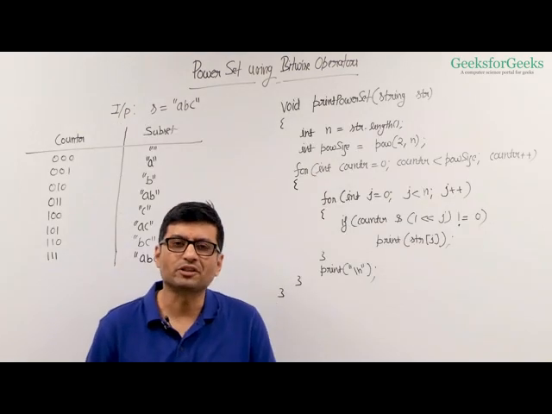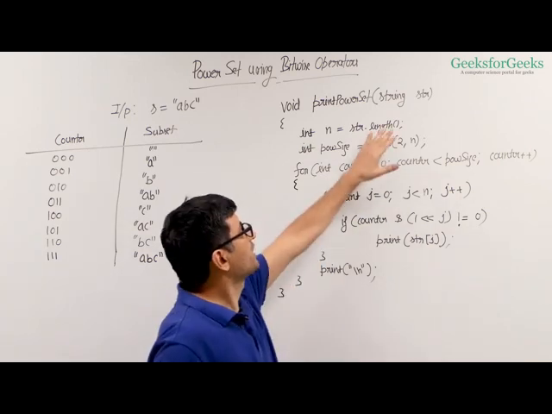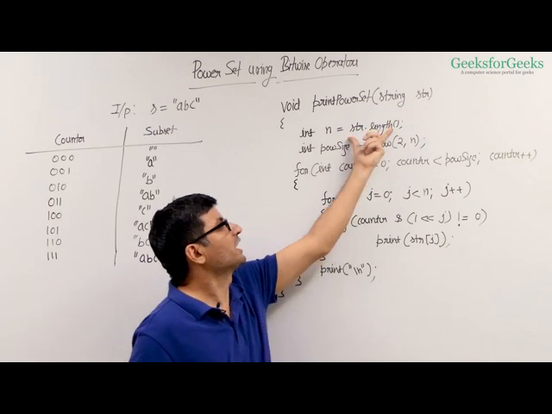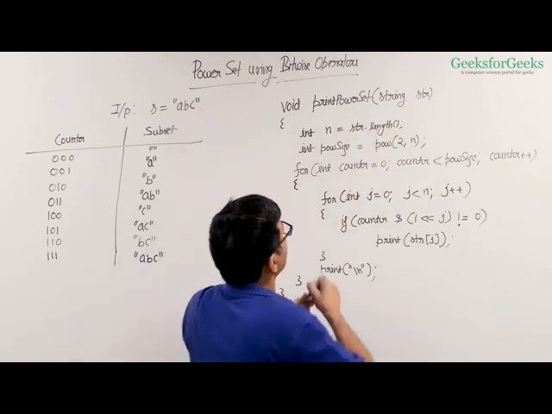Here is the implementation to generate the power set of a given set. We take a string as an input. We find the length of the string, n. If you see this input, our n is going to be 3.